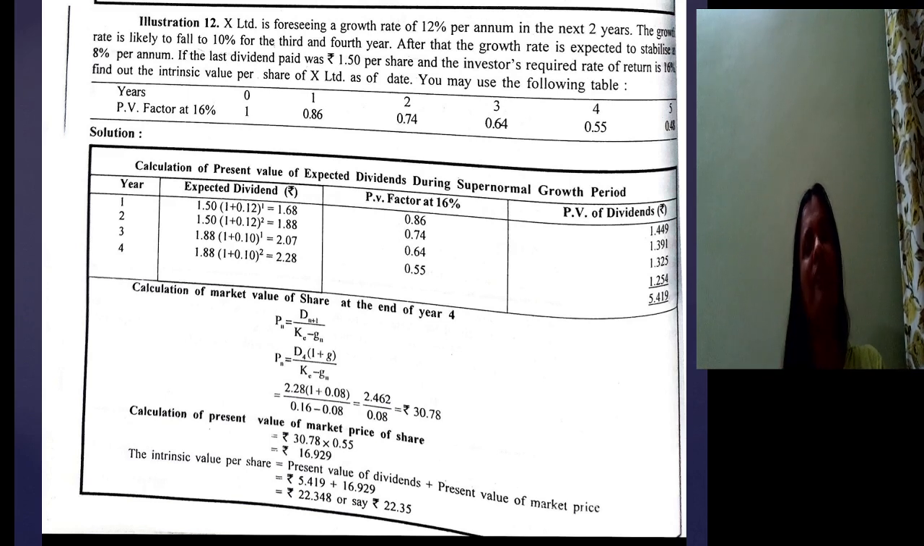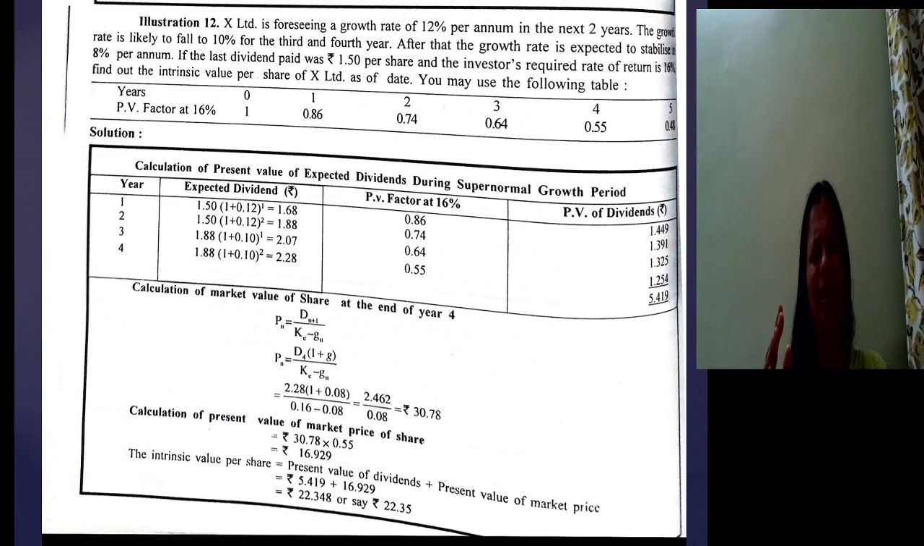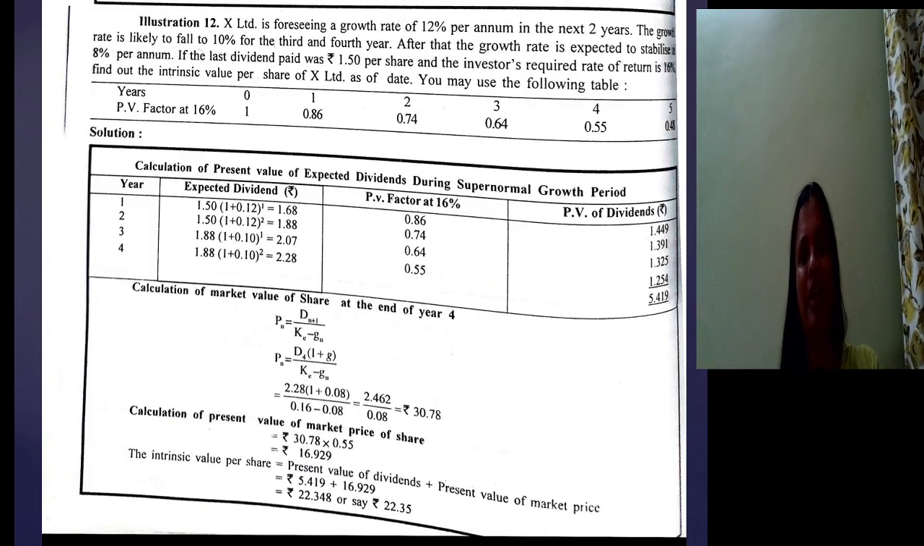The present value of that 30.78 rupees is 30.78 into present value factor at the end of 4th year, or the beginning of 5th year. We have present value factor at the end of 4th year. The 5th year factor is also given, but that is at the end of 5th year. We need to calculate at the beginning of 5th year. That's why we take present value at the end of 4th year, that is 0.55. So 16.929 plus 5.419 is equal to 22.35.